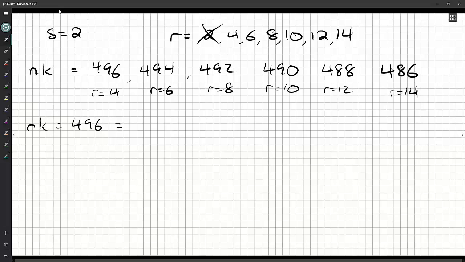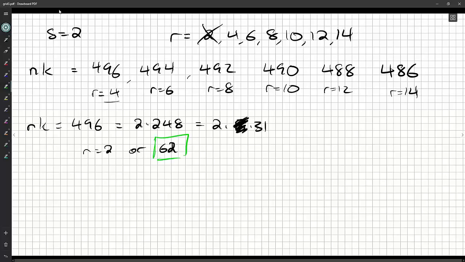So 496 divided by 2. So 2 times 4, 248. And that's going to be 2 times, well, there's 8 here and the 31. Now, I don't want to take any of these 8s because then n is a multiple of 4. So n could be 2 or 62. So I'm speeding things up. And 62 when divided by 4 does leave a remainder of 2. So that one's good to go. And of course, 2 is right out.